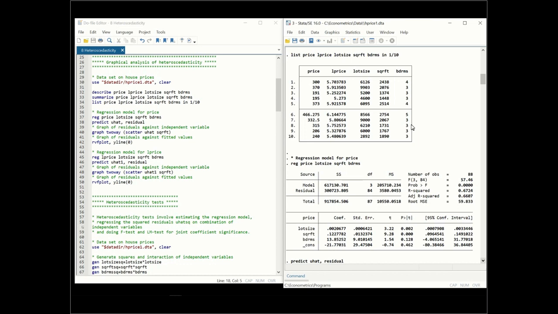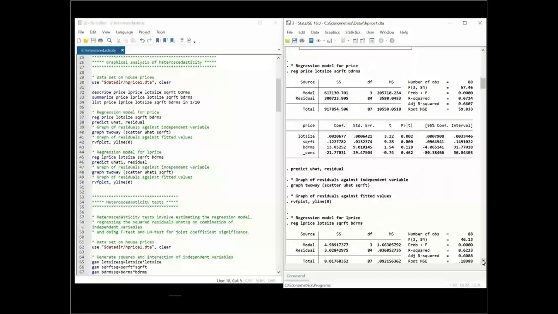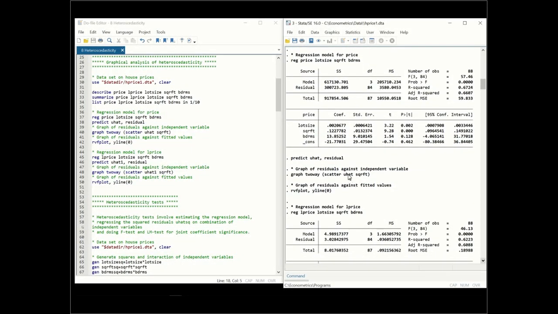So the first model that we would be running is regression model for price, and we would be doing regression of price on lot size, square footage, and bedrooms. And this is the output that we have here. Again, we have several significant coefficients here for lot size and square footage. And that's how the results look like.